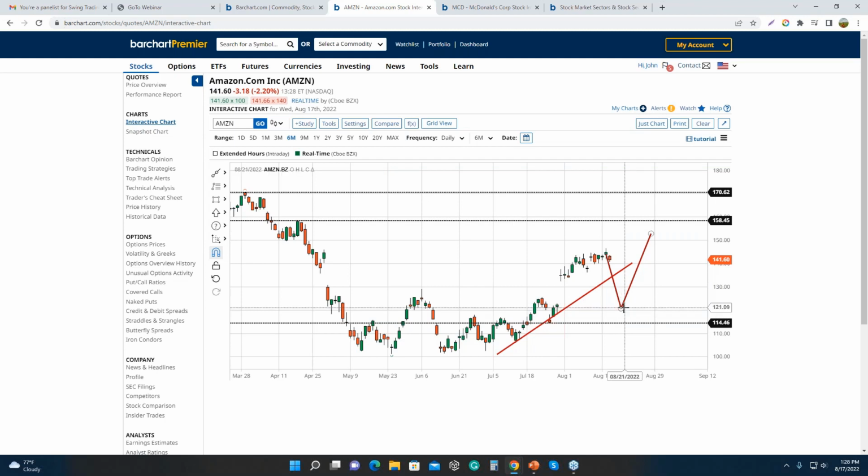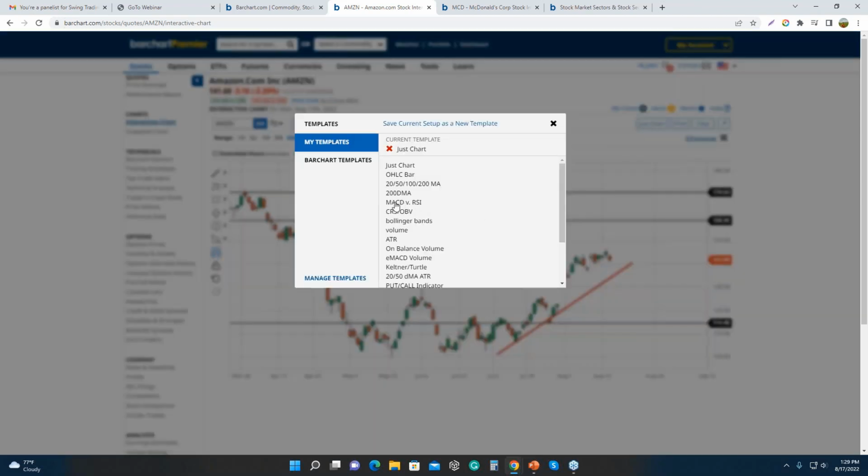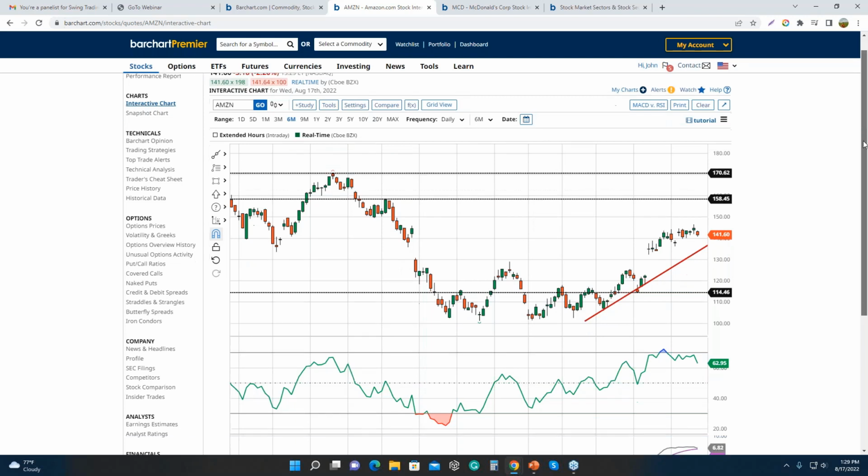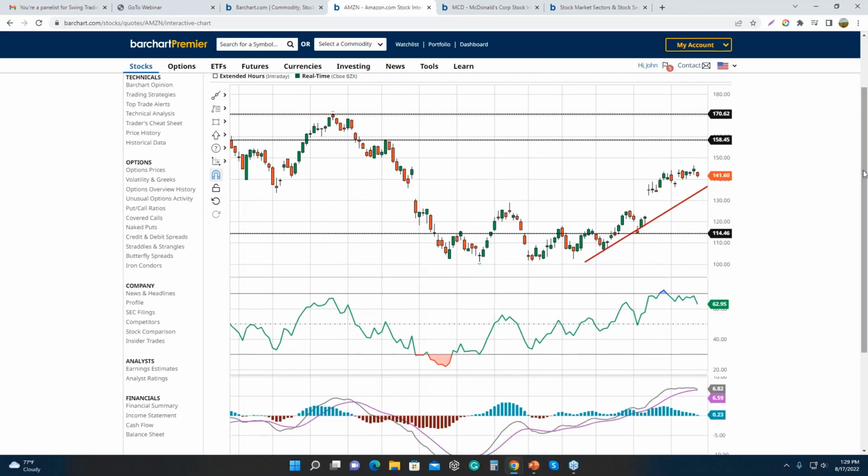But for our discussion today, let's look inside of this recent price history in terms of looking for a potential pullback trade. Now, the other thing we can do at this point in terms of our trend analysis is also look at other technical analysis. So I have a template called MACD and RSI. And what I'm doing here is I'm assessing my trend in terms of momentum.